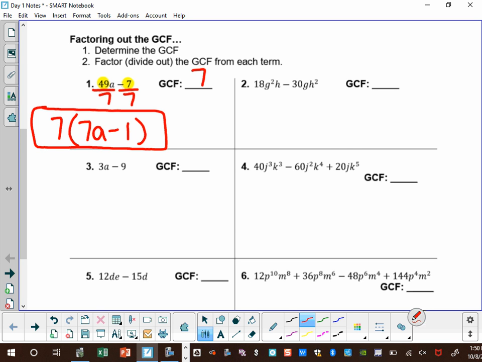Any questions there? All right, the tricky part is when we get to higher numbers. Let's look at number 2. I have 18 and I have 30. Don't worry about putting the negative to 30.